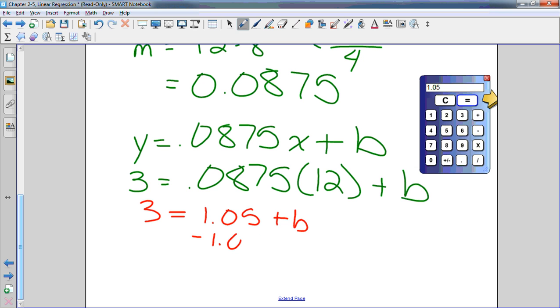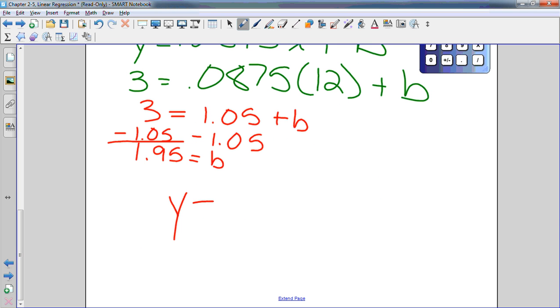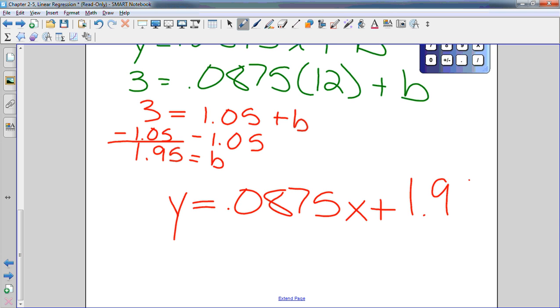So I'm going to subtract 1.05 from both sides. You guys can do that in your head. If you have $3 and you subtract $1.05, $1.95, right? So $1 would be 2, and then 5 cents would be $1.95, right? So 1.95. So what is the equation of my line?